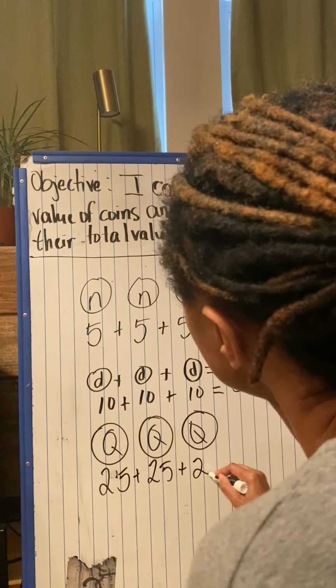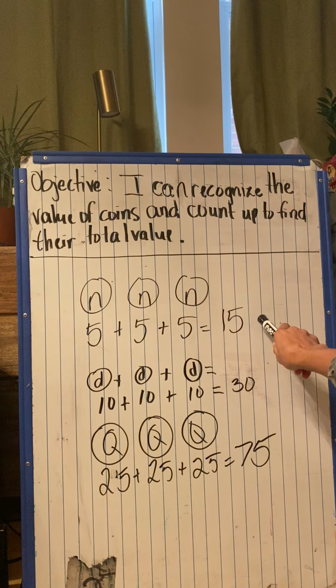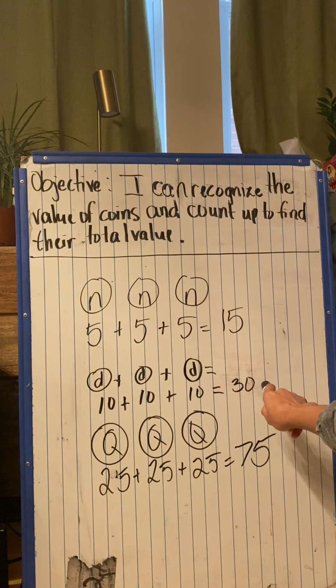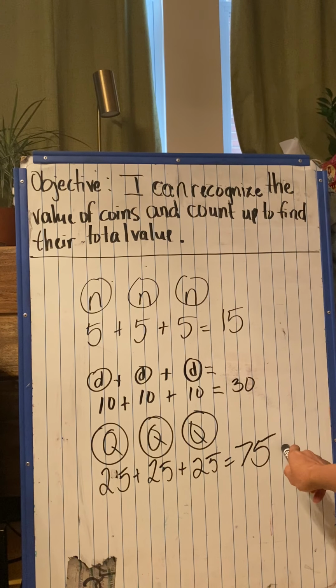So we're going to look at all our number sentences. We have 5 plus 5 plus 5 equals 15, 10 plus 10 plus 10 equals 30, 25 plus 25 plus 25 equals 75. And each shows the value of 3 coins. Which coin is being counted for each number sentence? Yes, the 5s are counting nickels. The 10s are counting dimes. And 25 plus 25 is counting quarters.